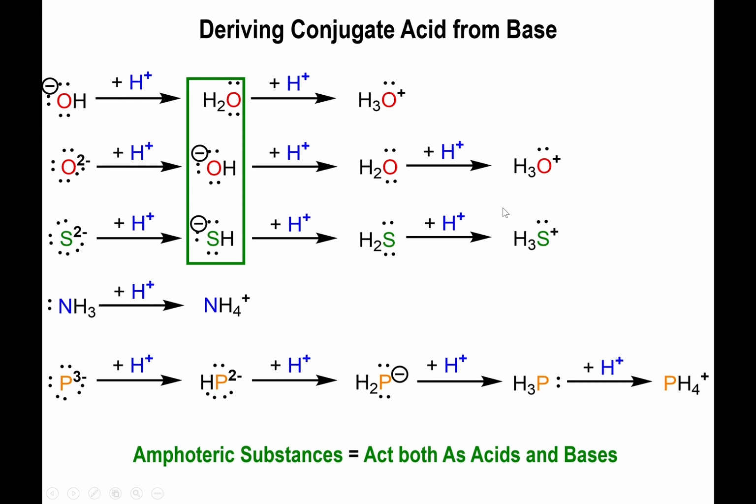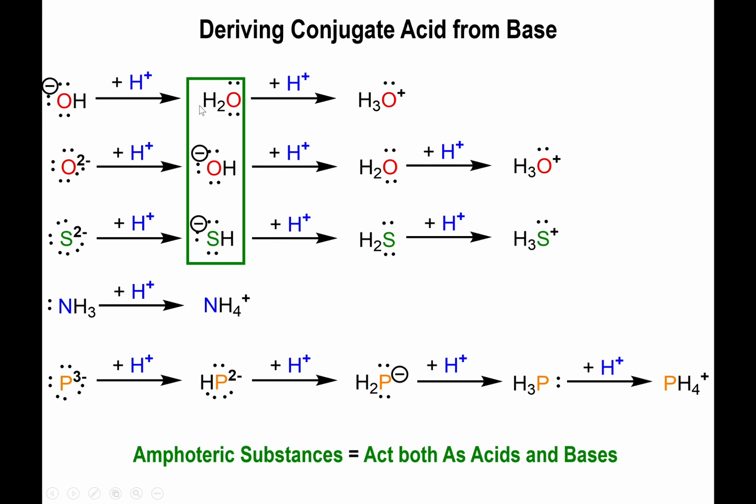All right, now species like water, hydroxide, hydrogen sulfide, which have H's to begin with, but can actually take up extra H's, are behaving as bases in this respect by acquiring the H plus. But because they have H's to begin with, they could, under the right conditions, behave as acids. We refer to these substances as amphoteric substances. They can act as both acids and bases.